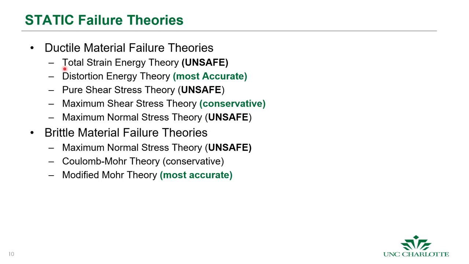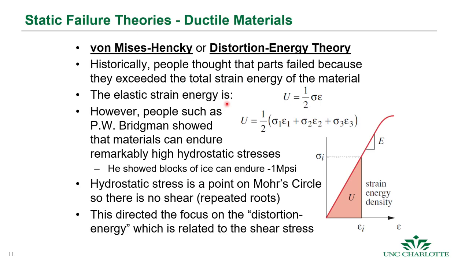Instead, what we suggest that all designers use for ductile materials is this distortion energy theory, because it is the most accurate when it comes to comparing its results with the actual test data. We could also use the maximum shear stress theory, which is just a slightly different shape in a two-dimensional plot of the stresses, and it's a little bit more conservative, maybe easier to use. They're both pretty simple to use.